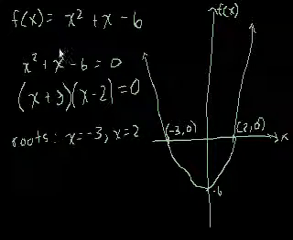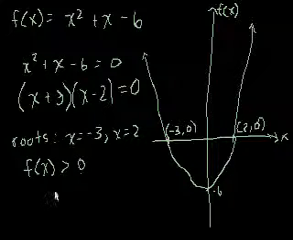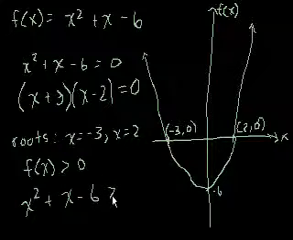Now, instead of wanting to know where f of x is equal to 0, which is these 2 points, what if we wanted to know where f of x is greater than 0? What x values make f of x greater than 0? Or another way of saying it, what x values make this statement true? x squared plus x minus 6 is greater than 0, right? This is just f of x.